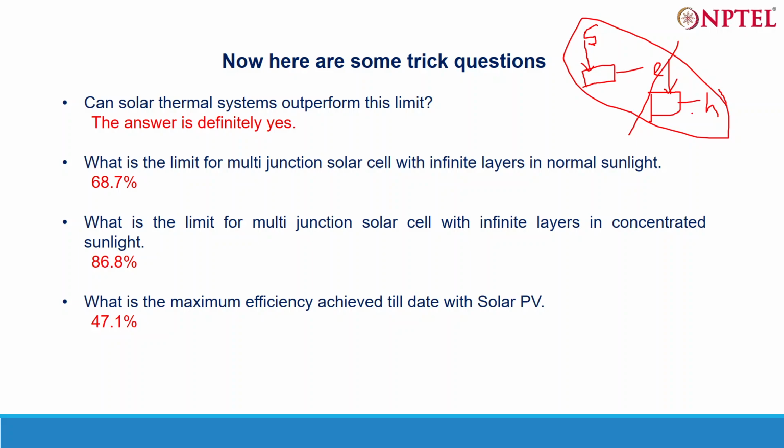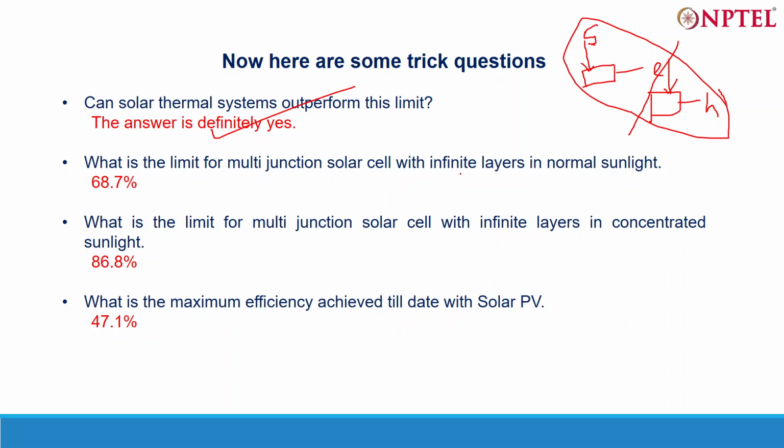Generally the efficiency of solar thermal systems is quite higher than solar PV cells. There is no concept of band gap here. There is a concept of concentrating ratios and many different things which we'll discuss in later slides and later lectures. So yes, definitely, solar thermal systems can outperform this limit. The answer is definitely yes.